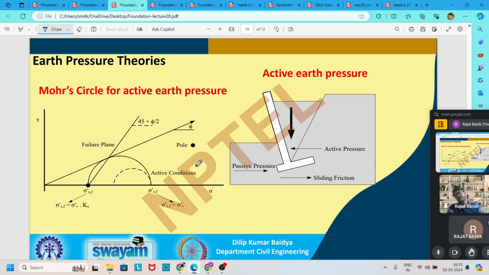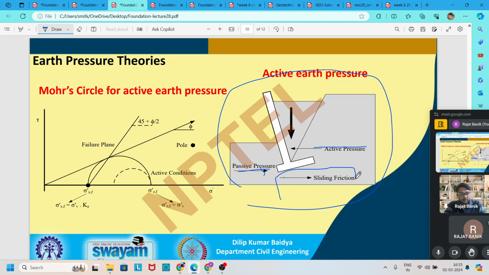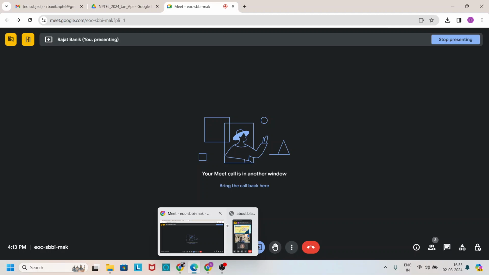Then we go to the active earth pressure case. In the active earth pressure case, the movement is away from the backfill material. We can draw a figure: at the bottom passive earth pressure is applied, and on the right side active earth pressure is applied. Below the surface of the retaining wall there is another force, which is called sliding friction, but in our case we do not consider the friction here.